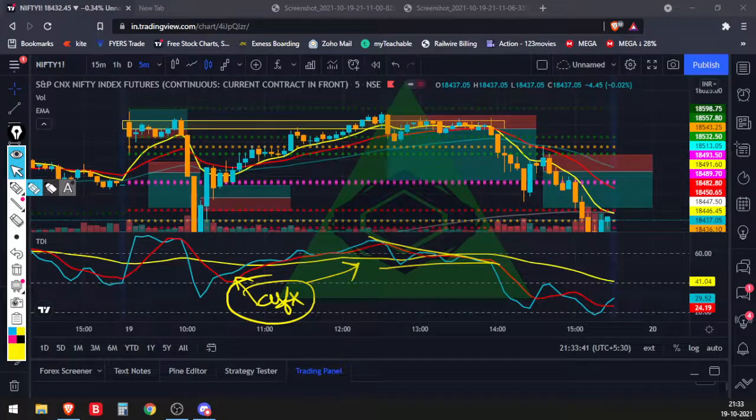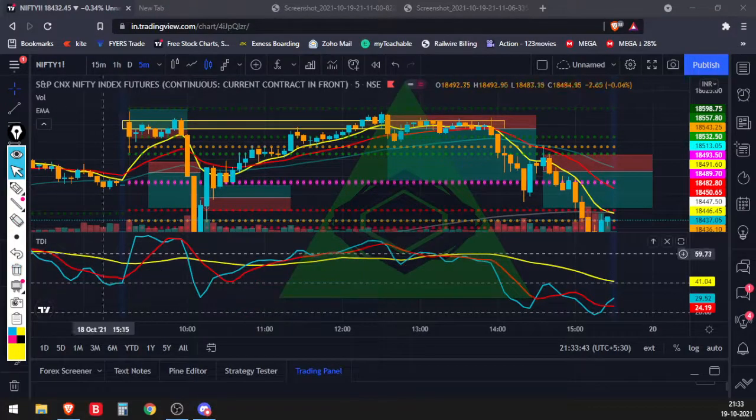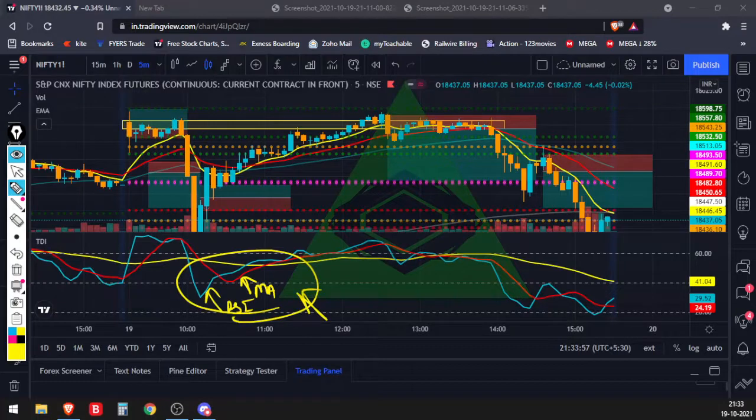If you want to learn how to use the TDI, it is a complete combination of RSI and moving average, and it works better than a simple naked RSI, okay. If you want to seriously learn how to use this indicator, then join our course. Even in the price action we are going to teach this, okay.